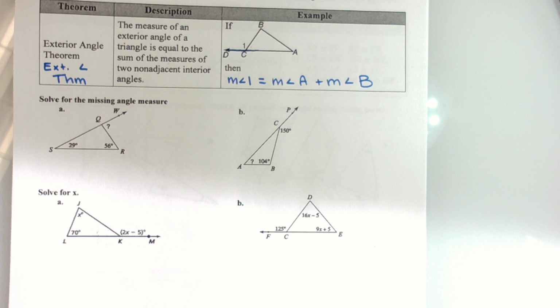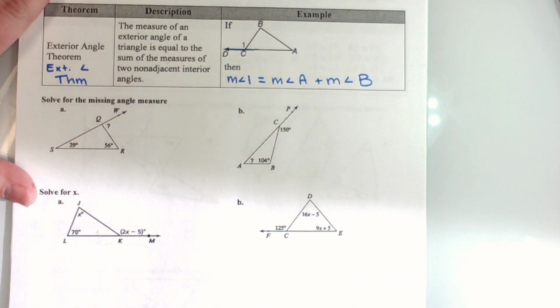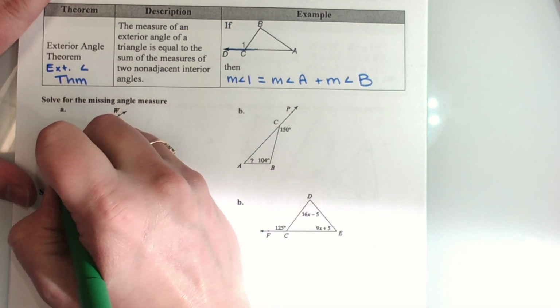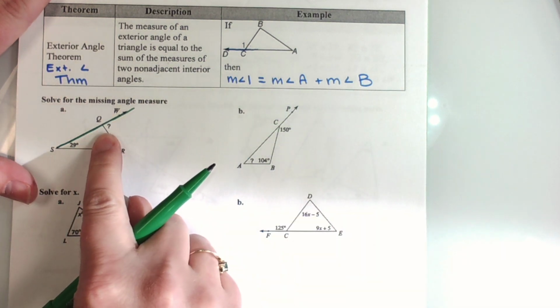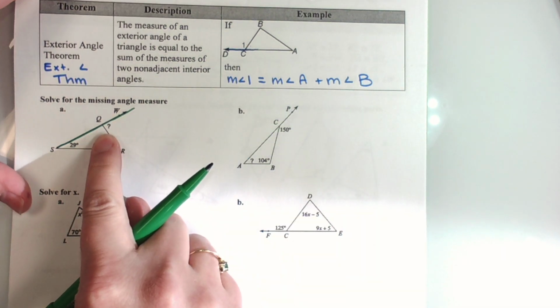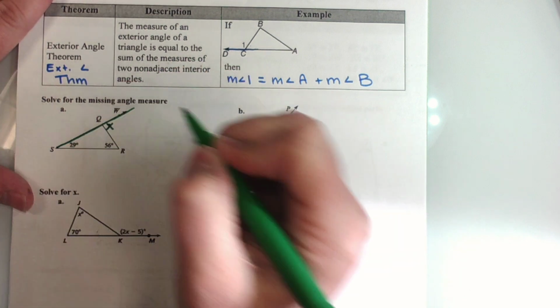So, first thing we're going to do is solve for the missing angle measure. I see this picture. I notice that one of the sides has been extended to make one of my angles. Now, do you see it's a question mark? Do we generally do question marks in math equations? No, we put X's. So I'm going to change that to an X.